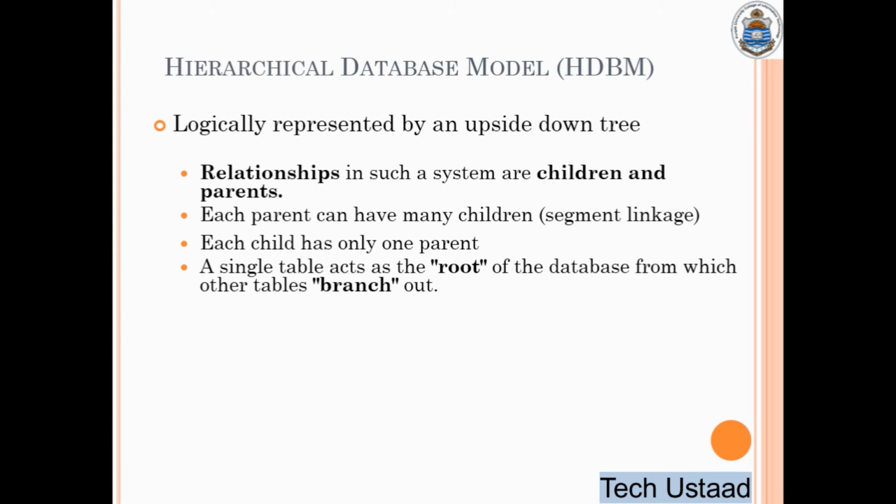Okay, so let's talk about the types of the database models. The first one is the hierarchical database model. As the name suggests, it contains data in form of a hierarchy or a tree. It is logically represented by an upside-down tree. Relationships in such a system are children and parents. Each parent can have many children. Each child has only one parent. A single table acts as the root of the database from which other tables branch out.